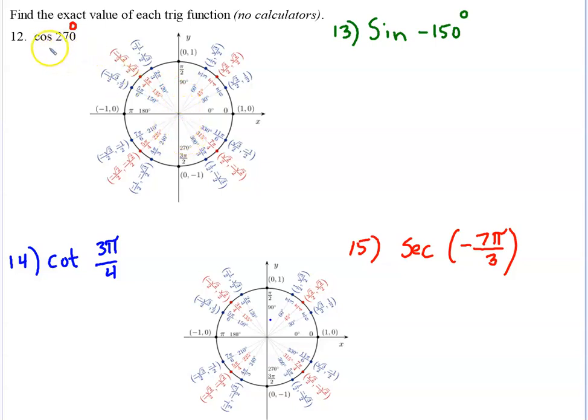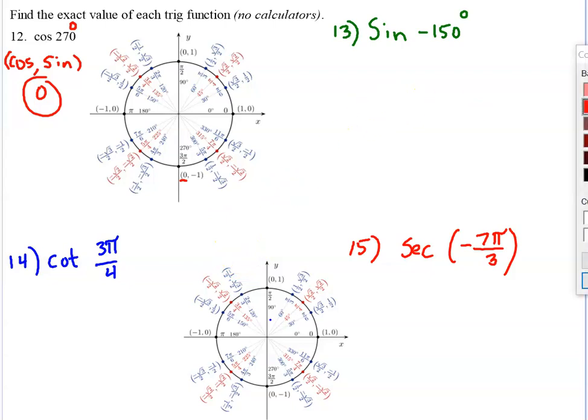So cosine 270, remember cosine is x when you're looking at these ordered pairs on the unit circle. Cosine corresponds to the x coordinate and sine corresponds to the y. So all we really have to do is find the 270-degree angle, and it's looking for cosine of that, and that's the x coordinate of that. So here's 270 degrees. The ordered pair that corresponds to that is 0, -1. The x coordinate is 0. That's what cosine corresponds to. So my answer for number 12 is very simply just 0.